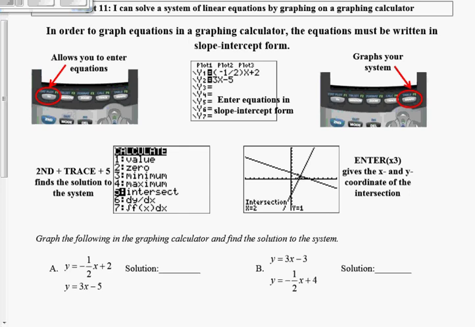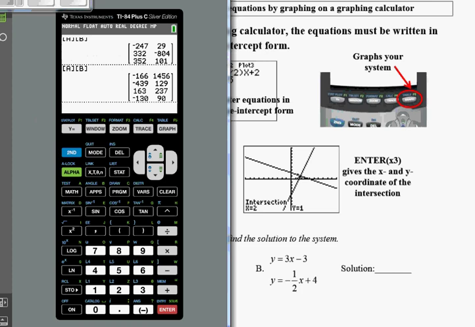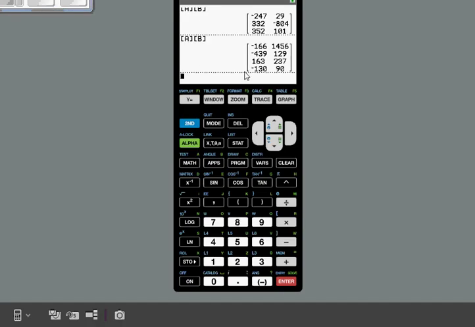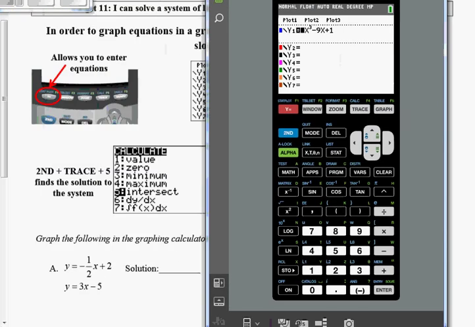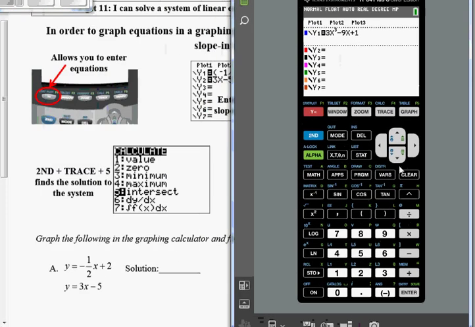So the first thing I want to do in my graphing calculator is I want to look for that y equals button. You're going to find the y equals button in the top left part of your calculator. This is where we will always go in order to graph our equations, to enter the equations in. When you click that, you may or may not have other equations in there. If you do, you just want to make sure you hit the clear button so that you don't have any other equations.